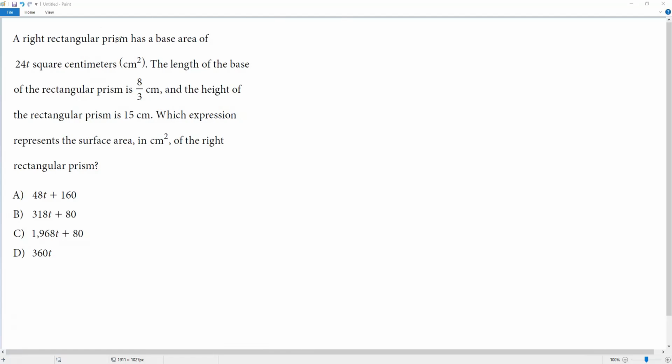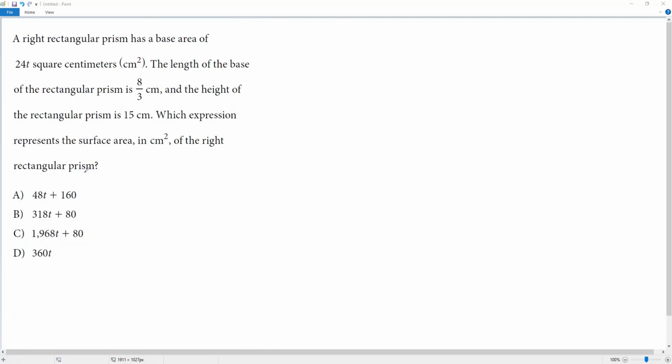A right rectangular prism has a base area of 24t square centimeters. The length of the base of the rectangular prism is 8/3 centimeter and the height of the rectangular prism is 15 centimeter. Which expression represents the surface area in square centimeters of the right rectangular prism?